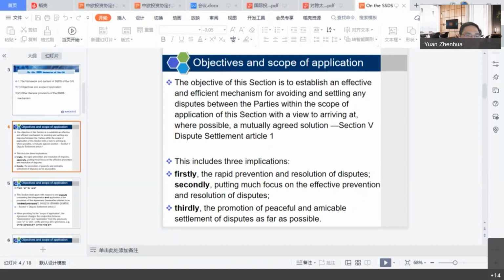And this at least includes three implications. The first, the rapid prevention and resolution of disputes. Of course, that's what all the parties seek. Secondly, the focus on the effective prevention and resolution of disputes. That means, as soon as disputes arise, the first concern is how to deal with that and to prevent or avoid that, not just resolve that. And certainly, it means the promotion of peaceful and amicable settlement of disputes as far as possible. That is also a very important concern of both parties.